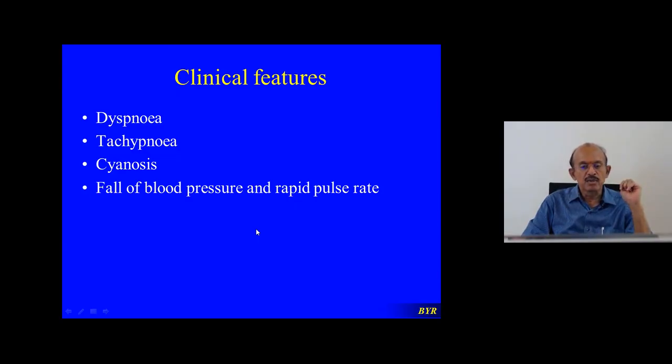Why is there a fall of blood pressure? Because there is no pulmonary circulation. From the right heart, the blood is not completely going into the lungs. So the return into the left heart will be decreased. When the venous return to the left heart is decreased, automatically the cardiac output falls. To compensate for that, there will be a rapid pulse rate.